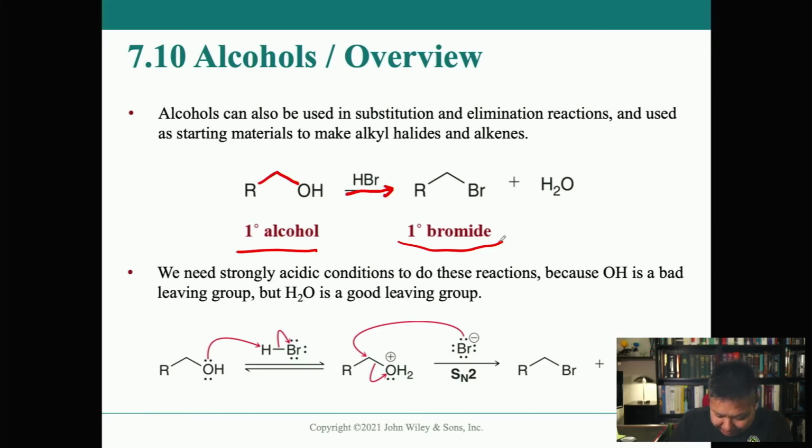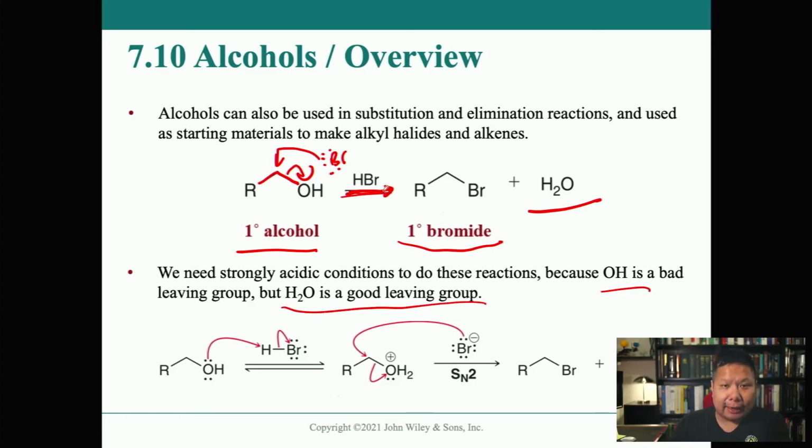Quite simply, what's happening here is the bromide comes over and does a substitution reaction, and the alcohol leaves as water. So we need strongly acidic conditions to be able to do these kinds of reactions because hydroxide is a really bad leaving group, right? But water is a good leaving group. And that's why we use things like hydrogen bromide or bromic acid.